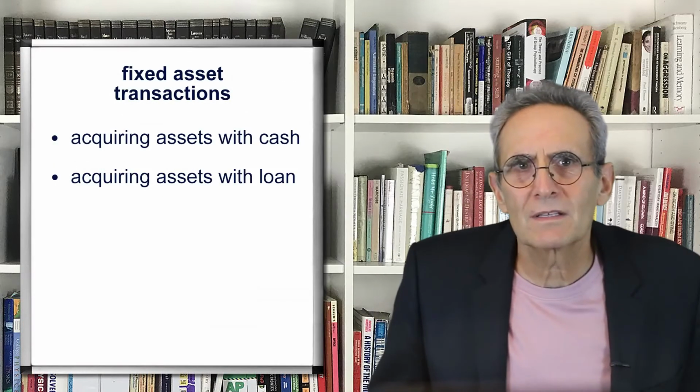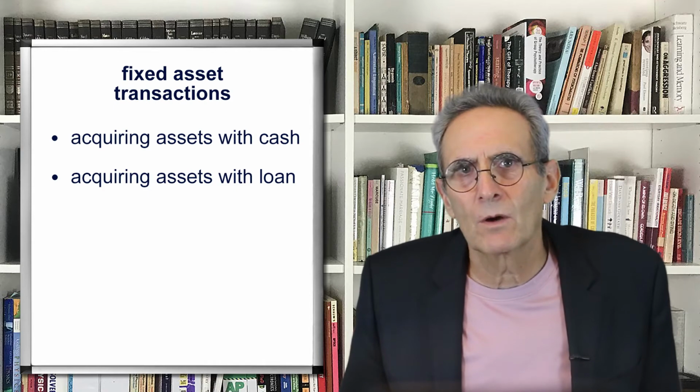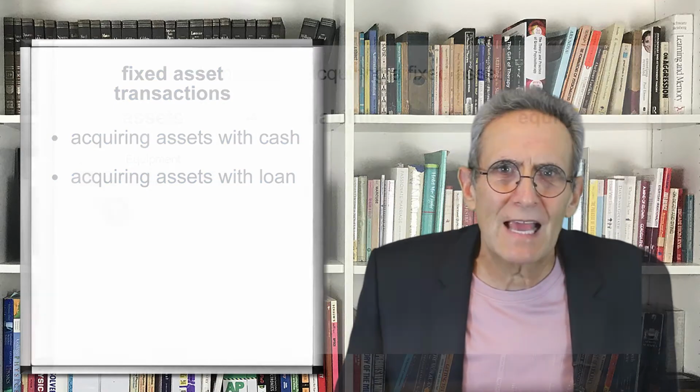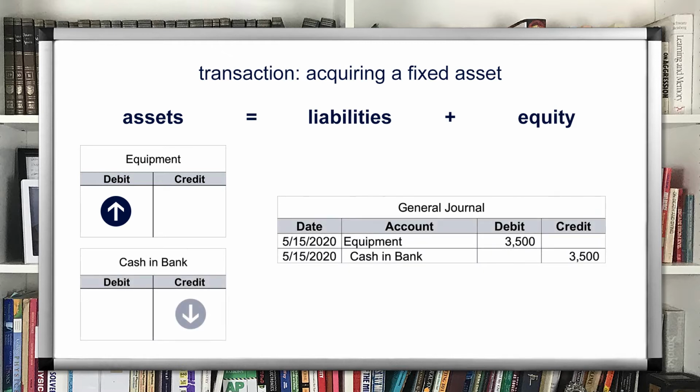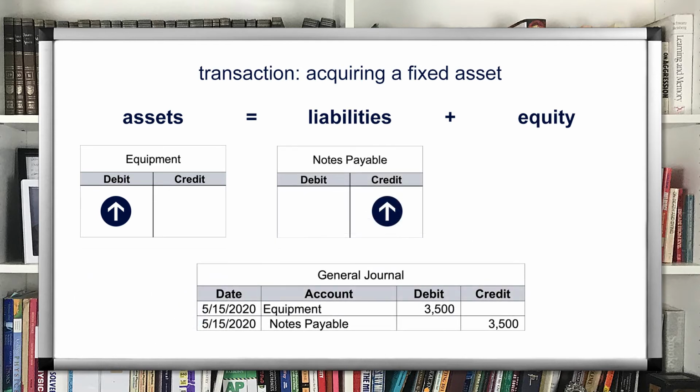Another class of relatively infrequent transactions are those involving the acquisition of fixed assets. When a firm acquires a fixed asset, such as equipment or office furniture, the appropriate fixed asset account is increased or debited. If the firm is paying for the asset outright, the offsetting credit is to the cash account, decreasing that balance. But if payment for the asset will be deferred until later, the offsetting credit is to a liability account, notes payable, and the account balance increases.